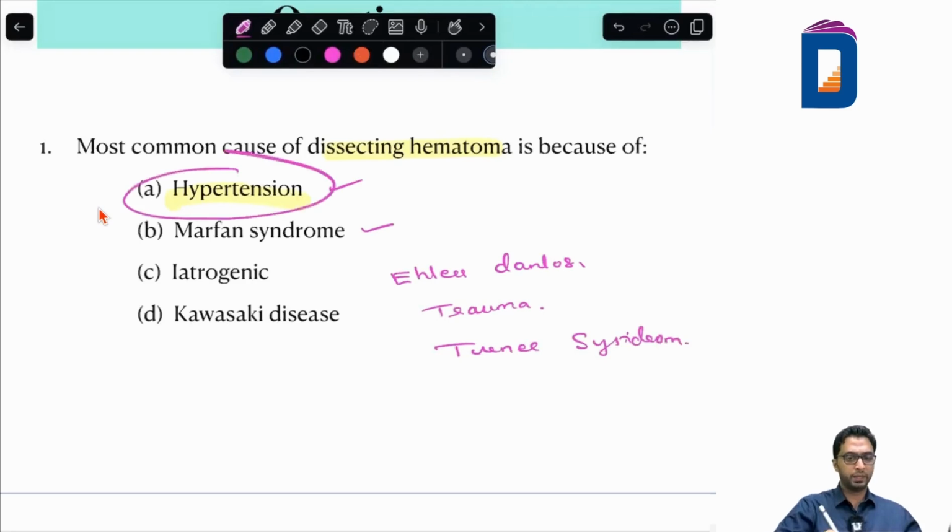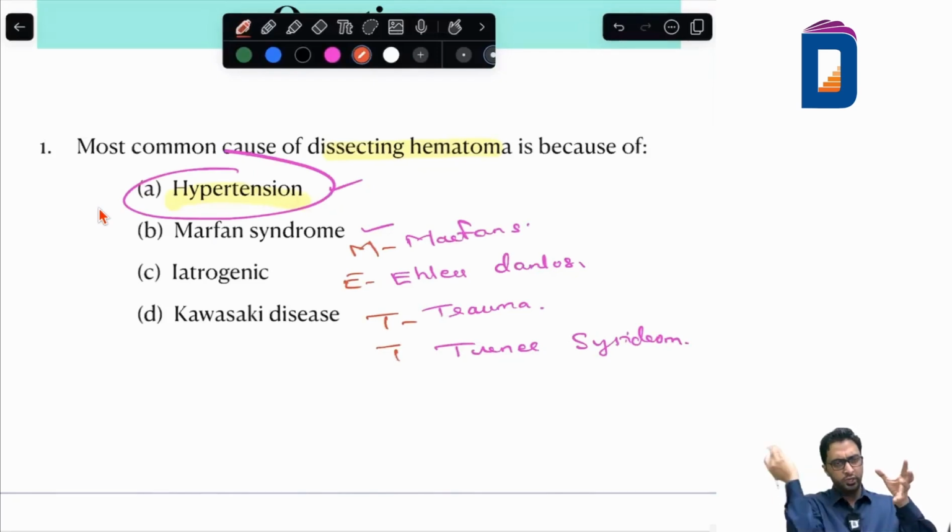Don't forget hypertension. If you want to remember, the first one is Marfan's syndrome, and the short form is MET, or METT. Aortic dissection is a complicated area of aneurysm. Please note this: aneurysm is just a dilatation, while dissection is cutting, with the blood coming out of it. These are two different conditions.